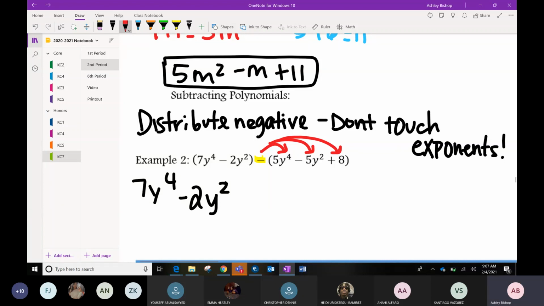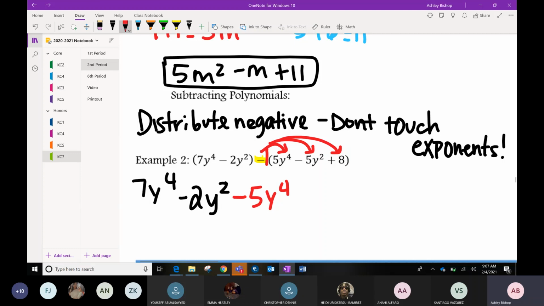Remember, no negative stands alone, so I'm technically distributing a -1 and multiplying a -1 by each thing inside the pair of parentheses. Multiplying everything by a -1 is going to change their signs. So if I multiply -1 by a positive 5y to the 4th power, that's going to become a -5y to the 4th power. So I'm going to distribute the negative and rewrite.